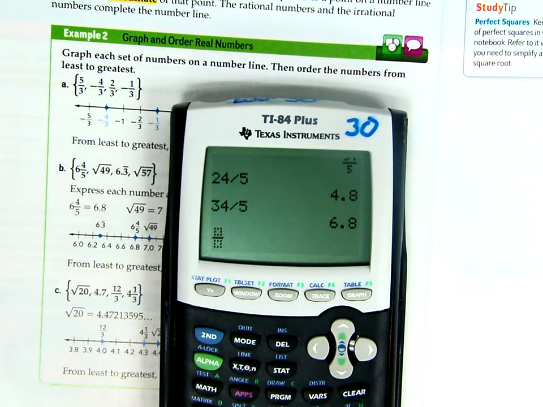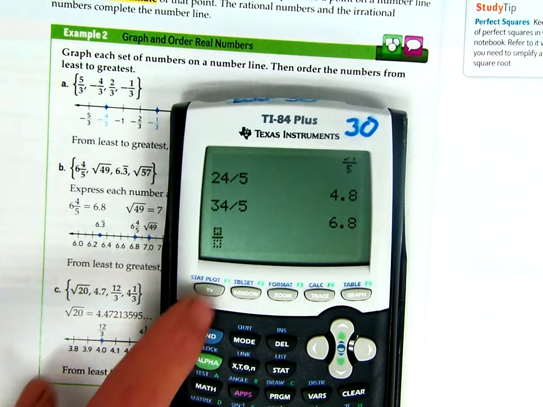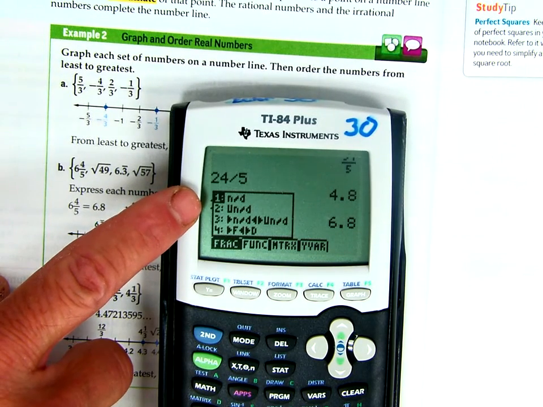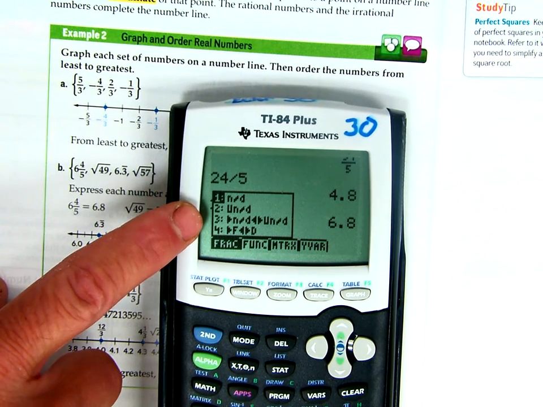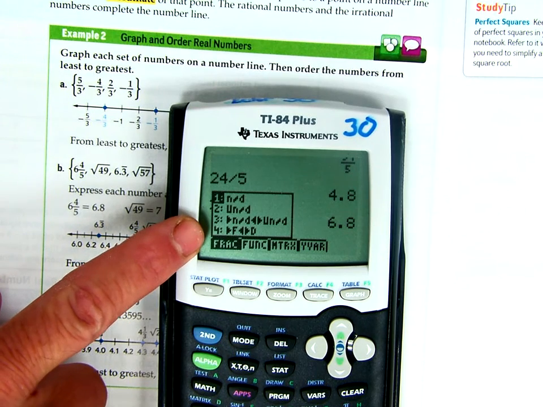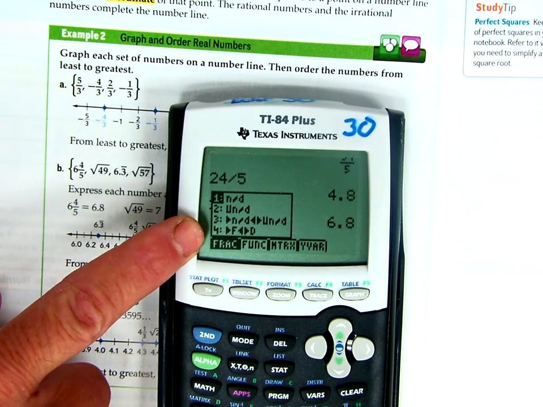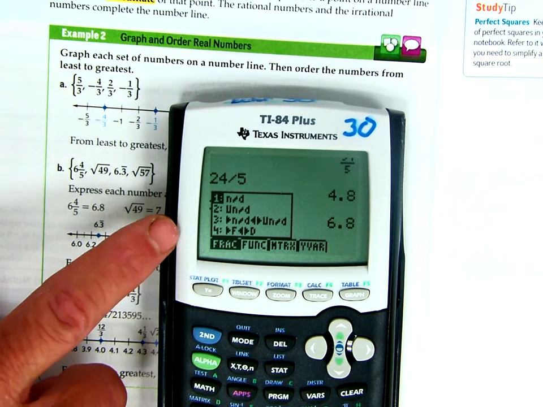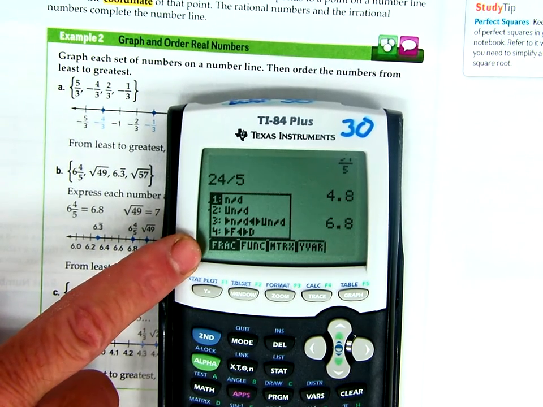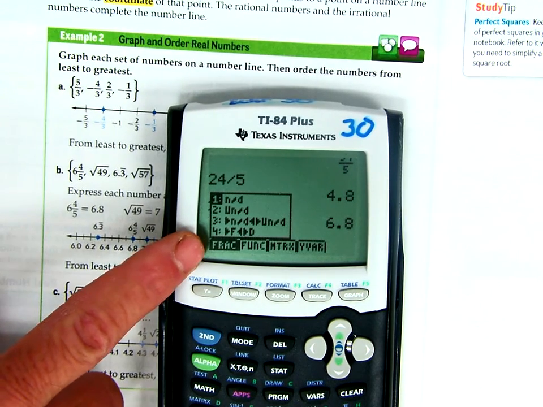You can change between the two. Let's look at that menu. Number 1 lets you put in a fraction. Number 2 lets you put in a mixed number. Number 3 changes from a fraction to a mixed number. And number 4 changes from a fraction to a decimal.